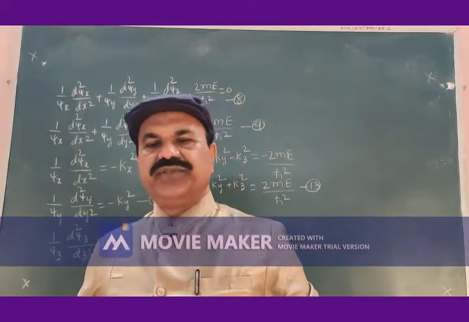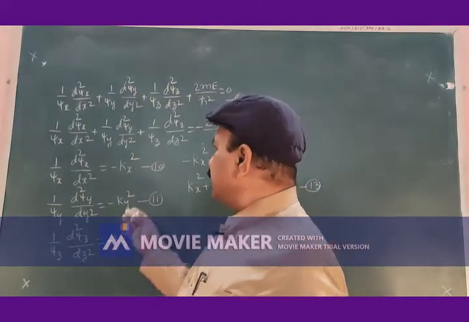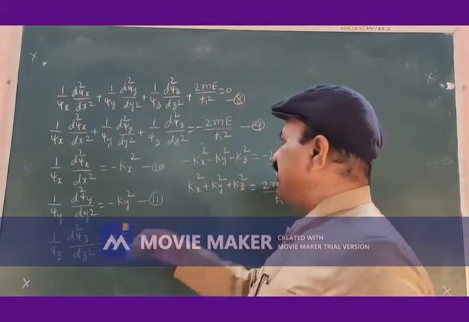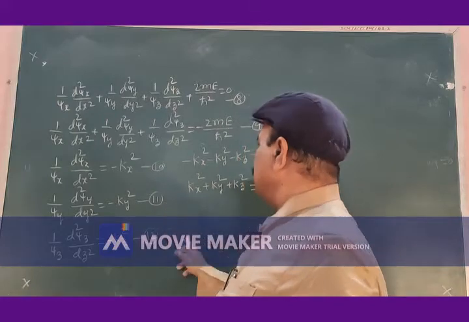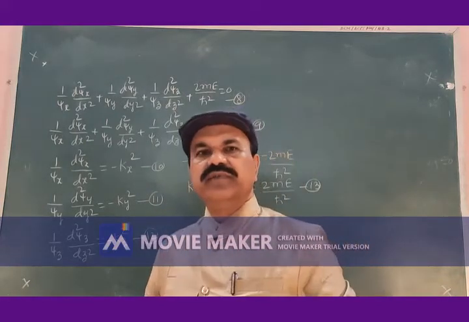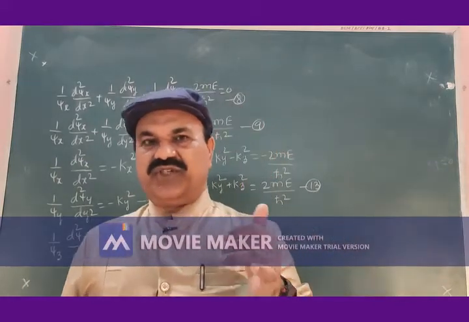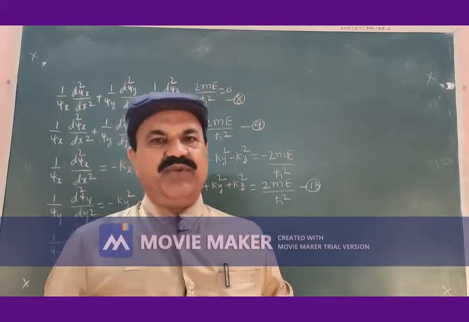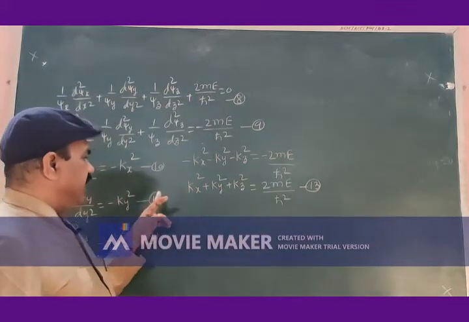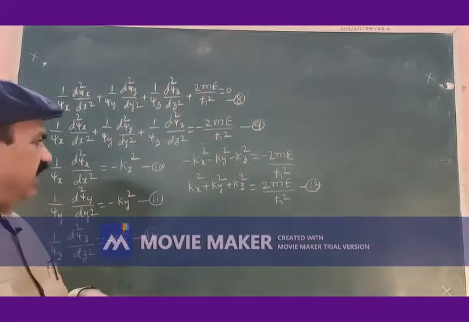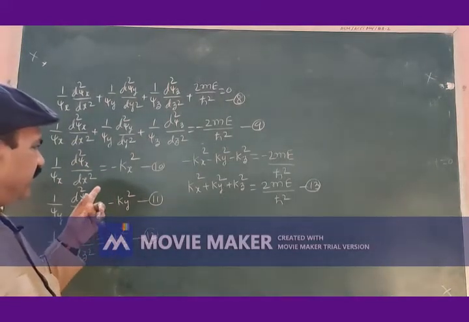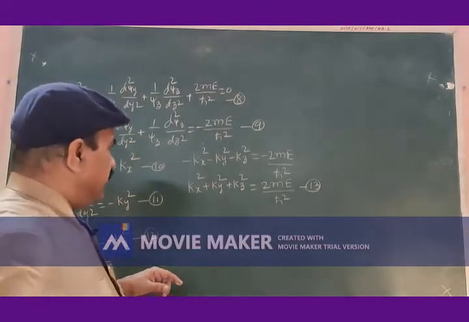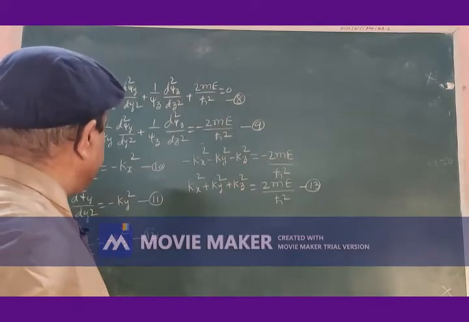In the last lecture, we arrived at equations 10, 11, 12 and 13 for the three-dimensional box. Actually, a particle trapped inside a three-dimensional box, and we wanted to have solutions for equations 10, 11 and 12 in terms of sine. Let us see whether these solutions satisfy equation 10, equation 11 or equation 12. Let us start with equation 10.